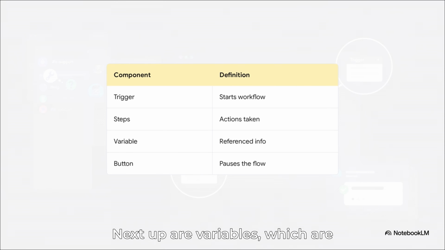Next up are variables, which are absolutely brilliant. They take the info submitted in a form and let you reference it later on. And finally, buttons. These literally pause the flow until someone interacts with them, like hitting approve or reject. Understanding these 4 building blocks is essentially your key to mastering Workflow Builder.